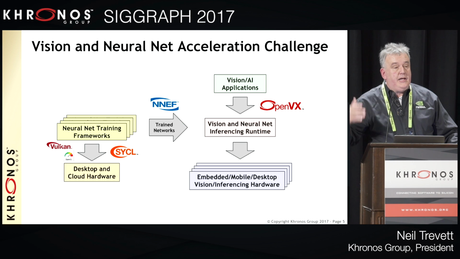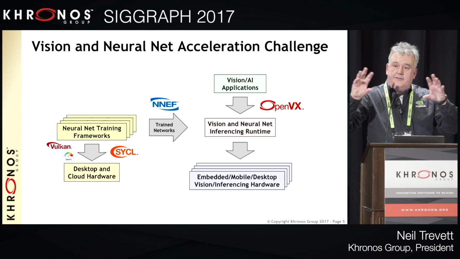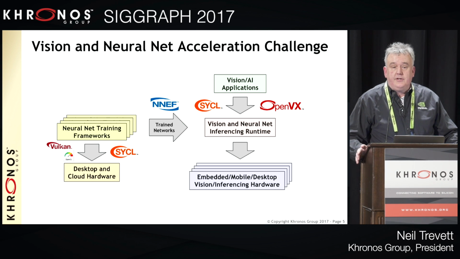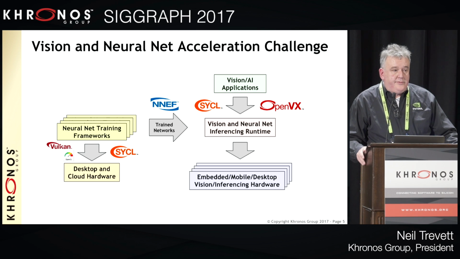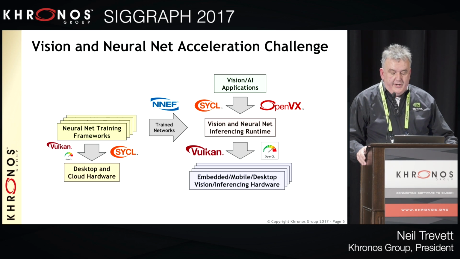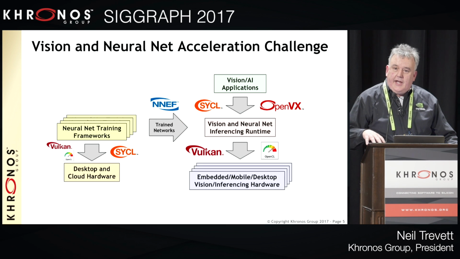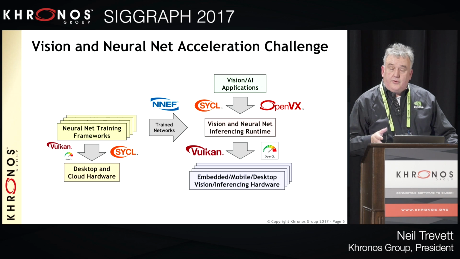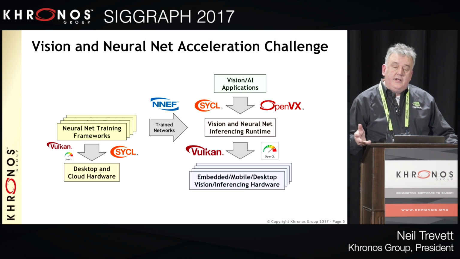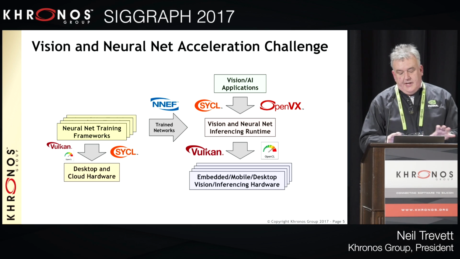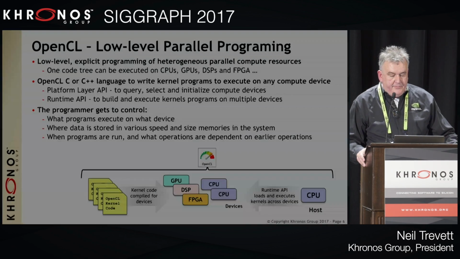OpenVX is a high-level API. It gives you a graph abstraction, so it's easy to program. It's very portable. SYCL, again, if you have libraries and vision software written in C++, SYCL can be a good way to get to OpenCL acceleration. And then, again, if you have low-level access to the hardware, you could use Vulkan if you have a GPU, OpenCL if you have a GPU or heterogeneous hardware. So these are the APIs that we're going to be covering today.